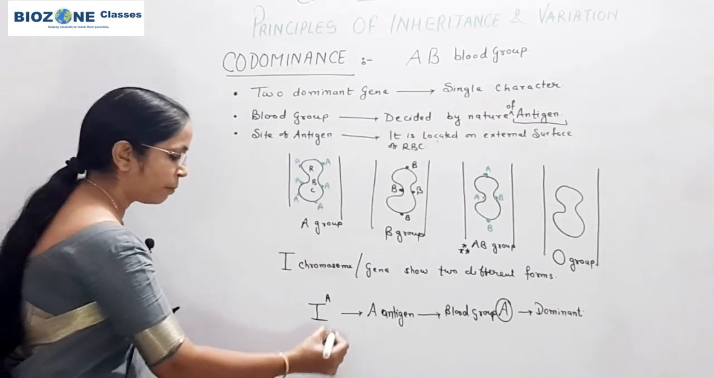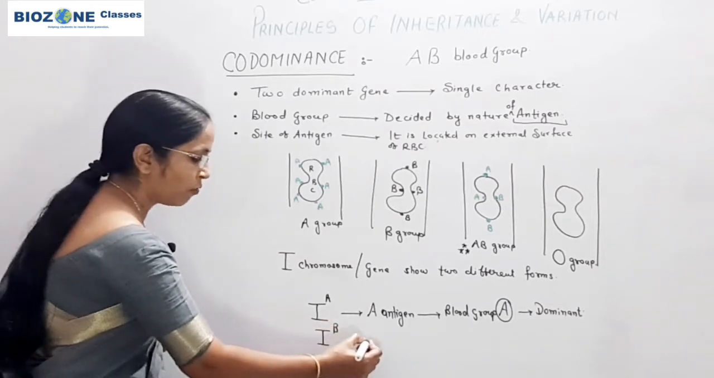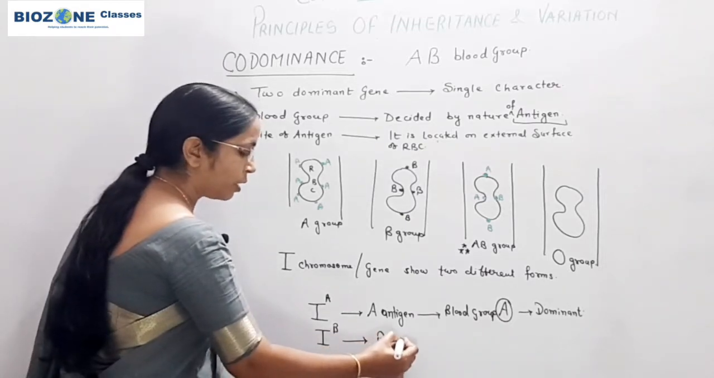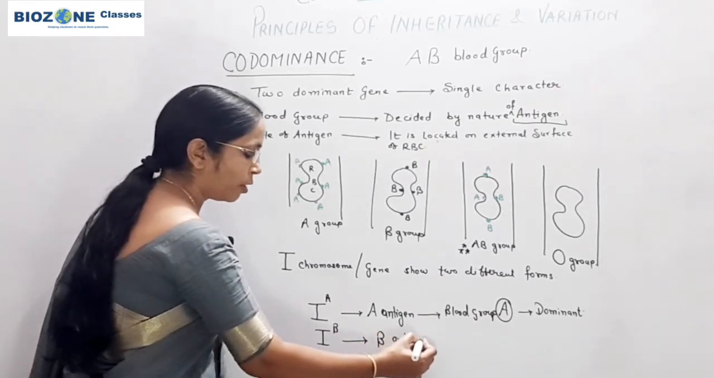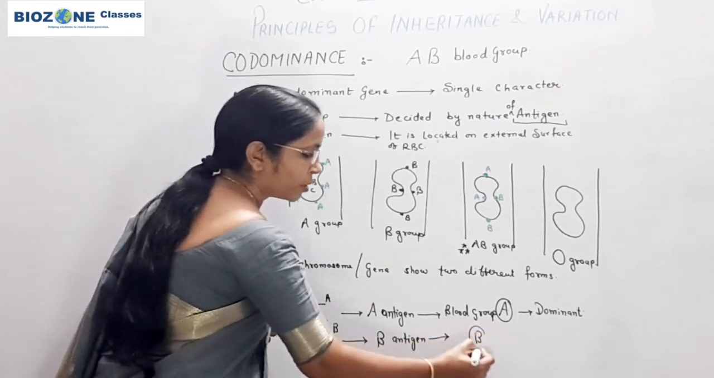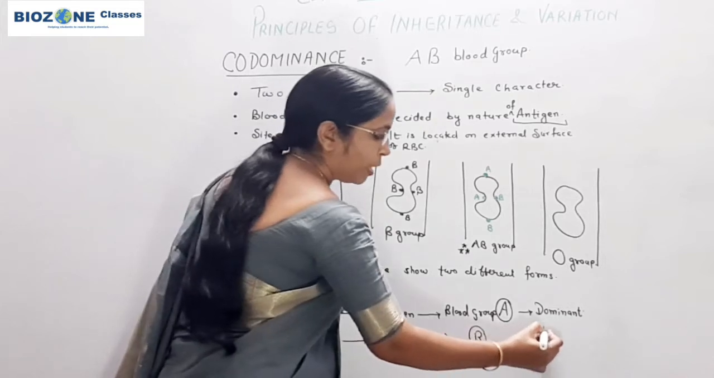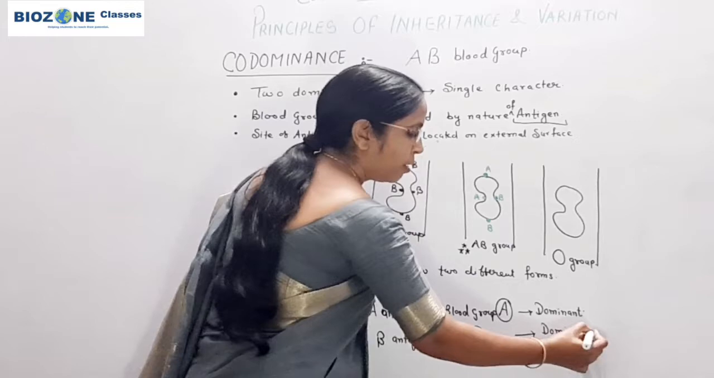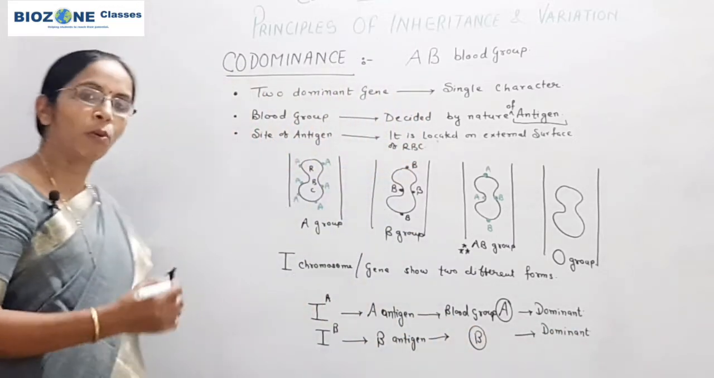Similarly, if the person shows the presence of the B gene, then the B antigen is developed or produced on the RBC, and the blood group of the person becomes B. B also, you remember, is a type of dominant trait. The B blood group is also dominant.